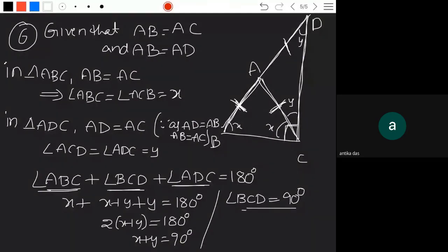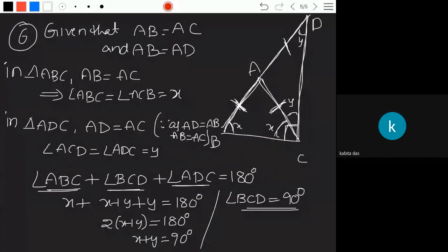Do you have any other idea to prove this one? Anyone? See here, the problems look very simple whenever you consider here x and here y and y. Instead of that, if you consider ACB, ABC, ACD like that, most of the students will get confused. Is it clear to everyone? Yes, sir. Clear.